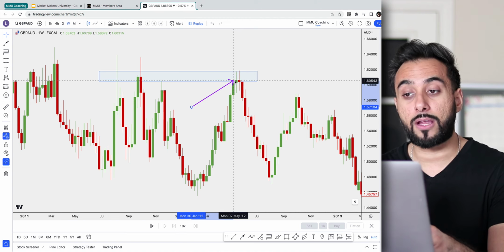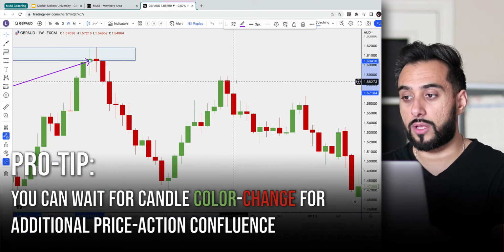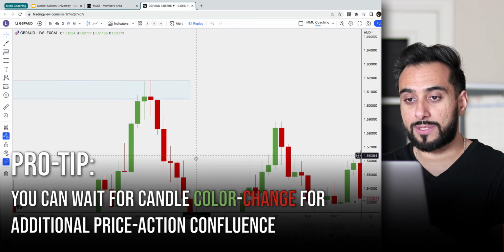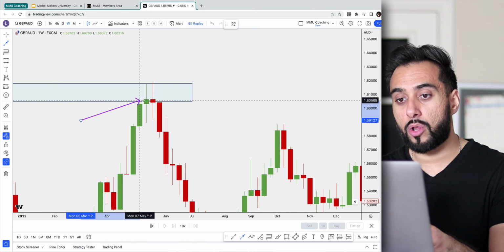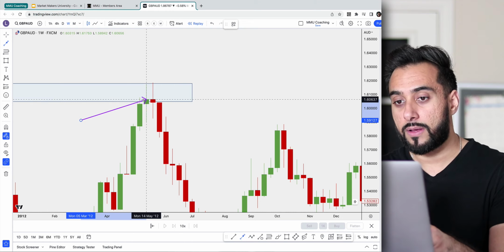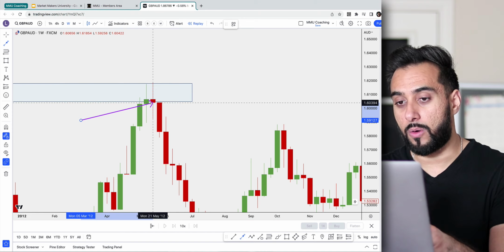This is representing a color change, and this candle closed bearish. This candle closed lower than where it started. So let me zoom in and show you exactly what's happening here. This green candle opened up right here, closed above, while the next candle opened up right here and then closed below.